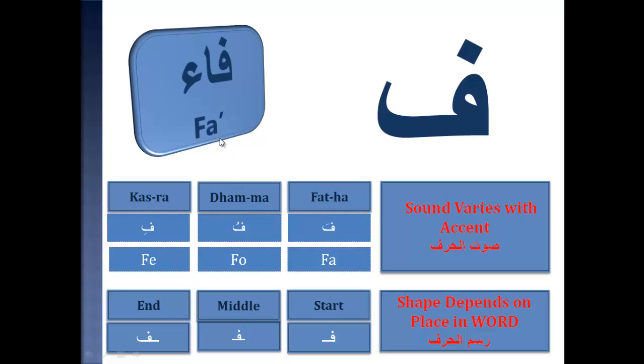The next letter is Fa, and the three basic sounds are Fa, Fu, and Fi. Similar to the Ba, Ta, and Tha, only the front of the letter is written in the beginning and the middle of the word, and the full shape of the letter appears at the end.